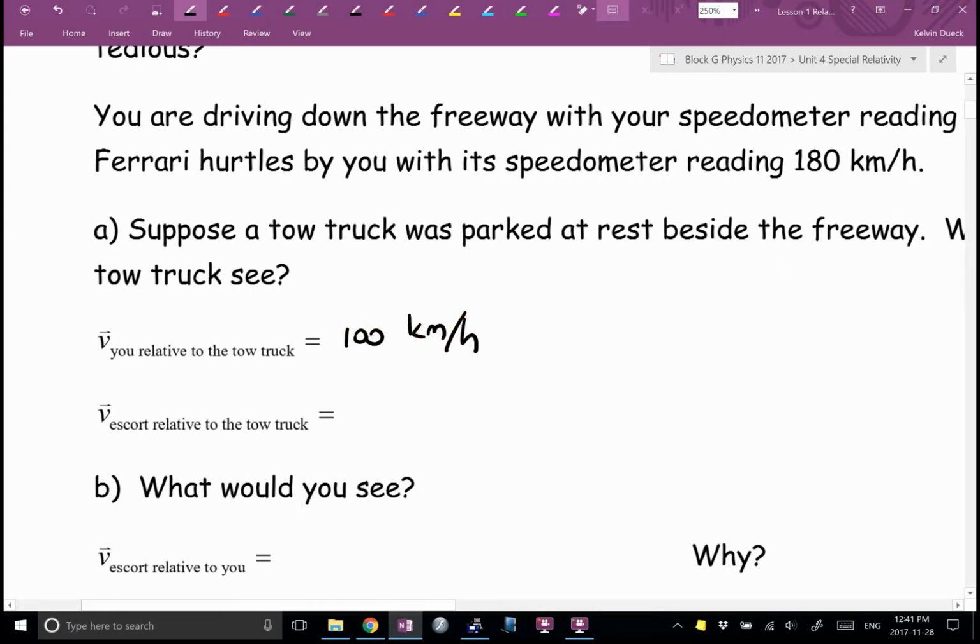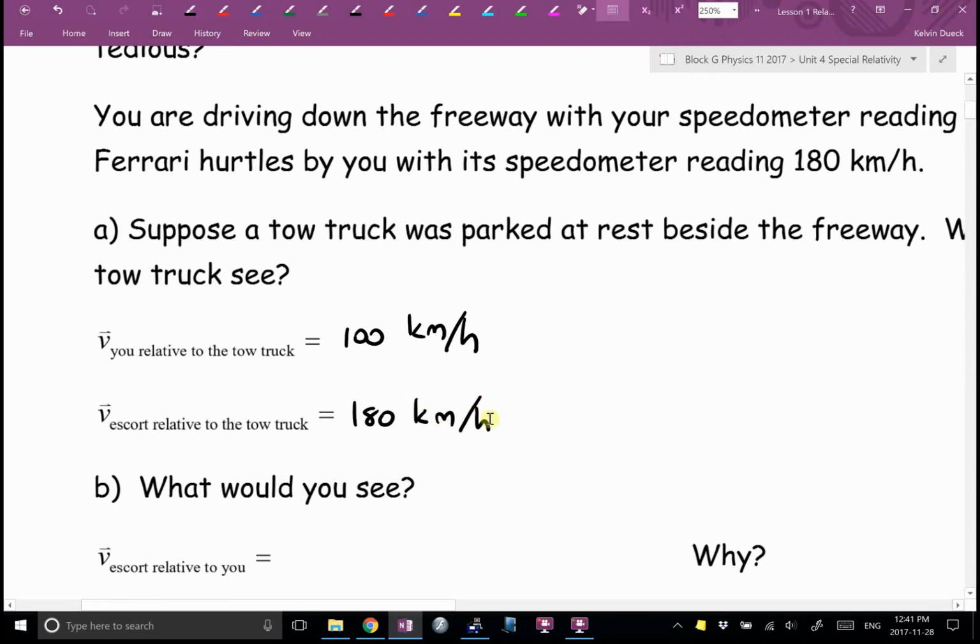I changed this from an Escort to a Ferrari, and I've realized I forgot to change the subscripts. So it says Escort relative to the tow truck. That's Ferrari relative to the tow truck. How fast is the Ferrari going relative to the tow truck? 180. We're going to keep our speeds in kilometers per hour for now.